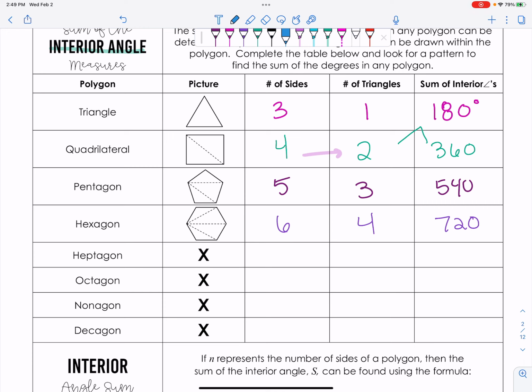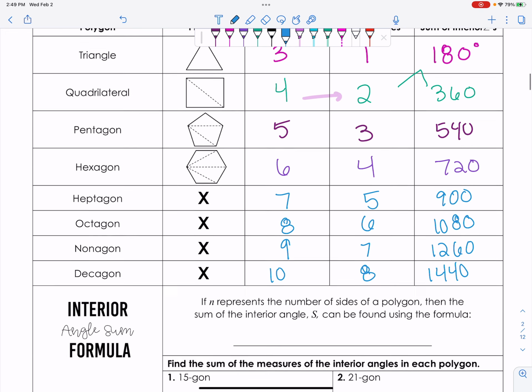So a heptagon has 7 sides, which means it would have 5 triangles. 5 times 180 is going to give me 900. An octagon has 8 sides. That means there's 6 triangles inside with a sum of 1080. A nonagon has 9 sides with 7 triangles for a sum of 1260. And lastly, a decagon has 10 sides with 8 triangles for a sum of 1440.